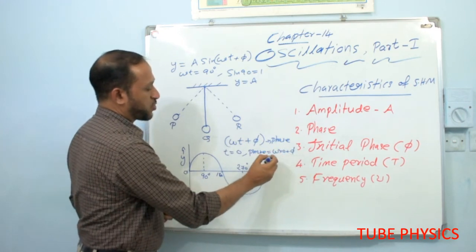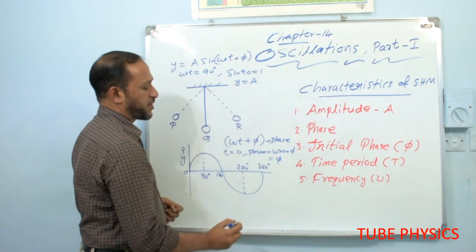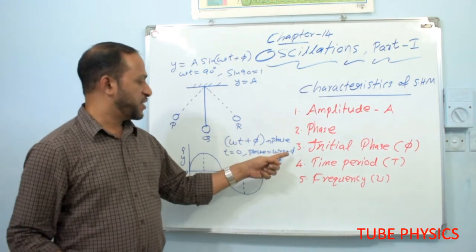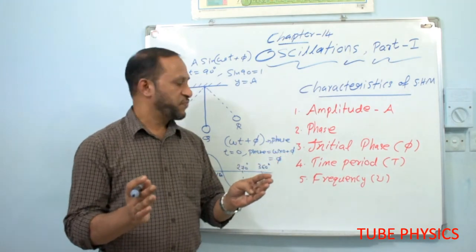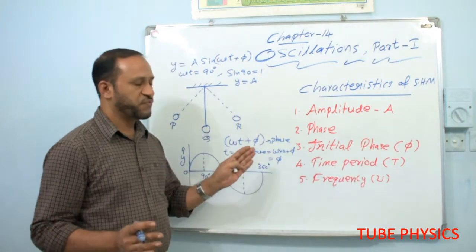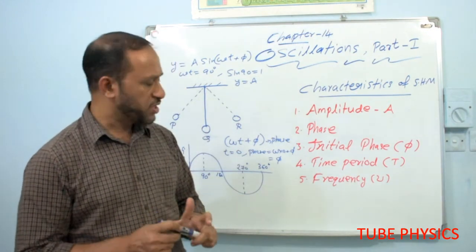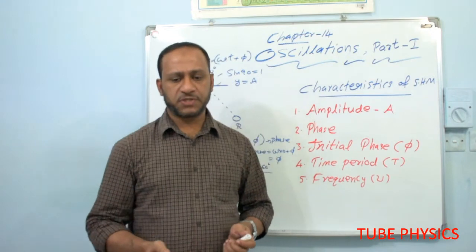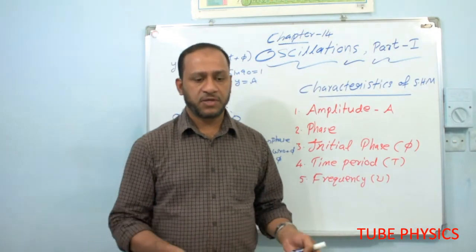Then omega into 0 equal to 0, that is, the phase becomes phi. That is the initial phase. It is the phase of the wave, or phase of the oscillator, when time t equal to 0. That means, for example, suppose a small kid is playing on a swing.